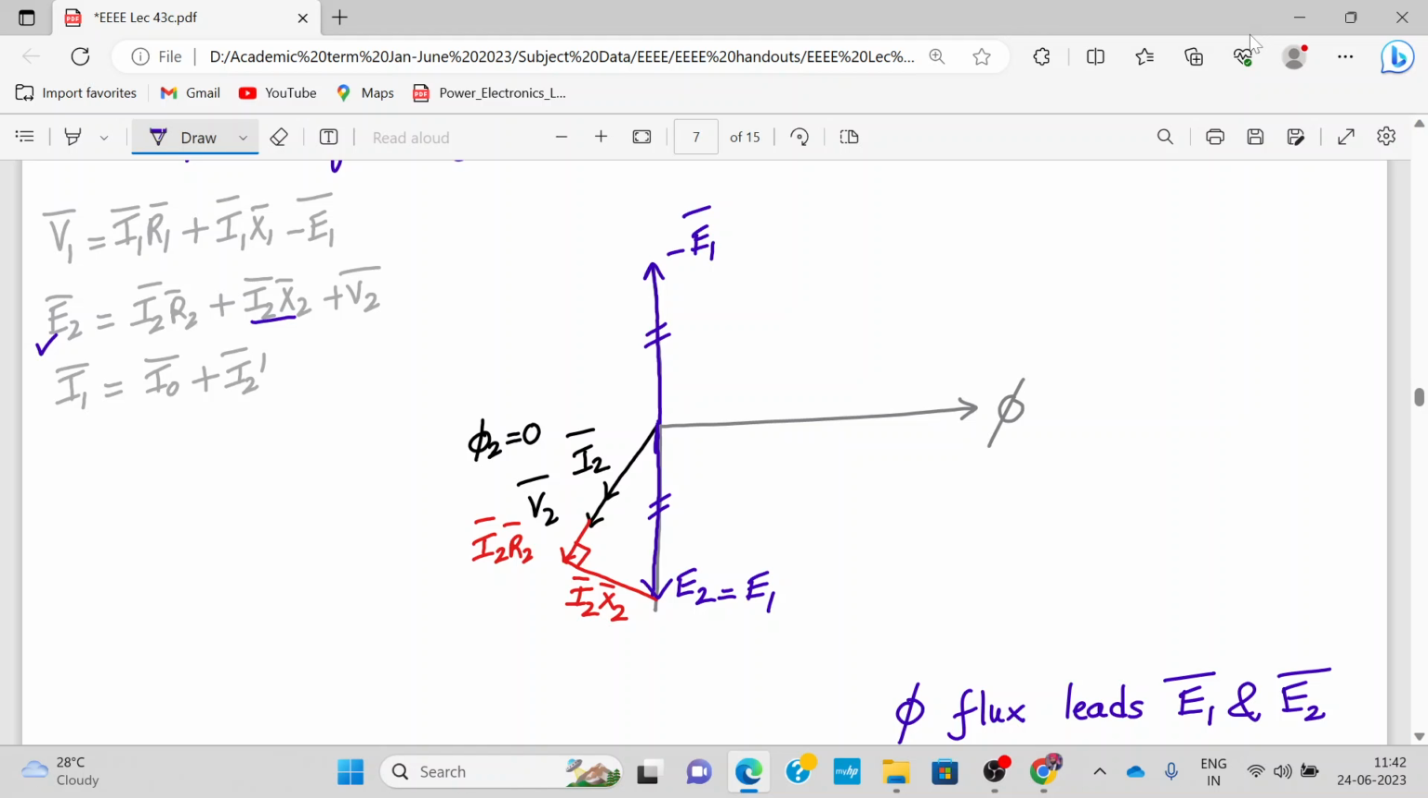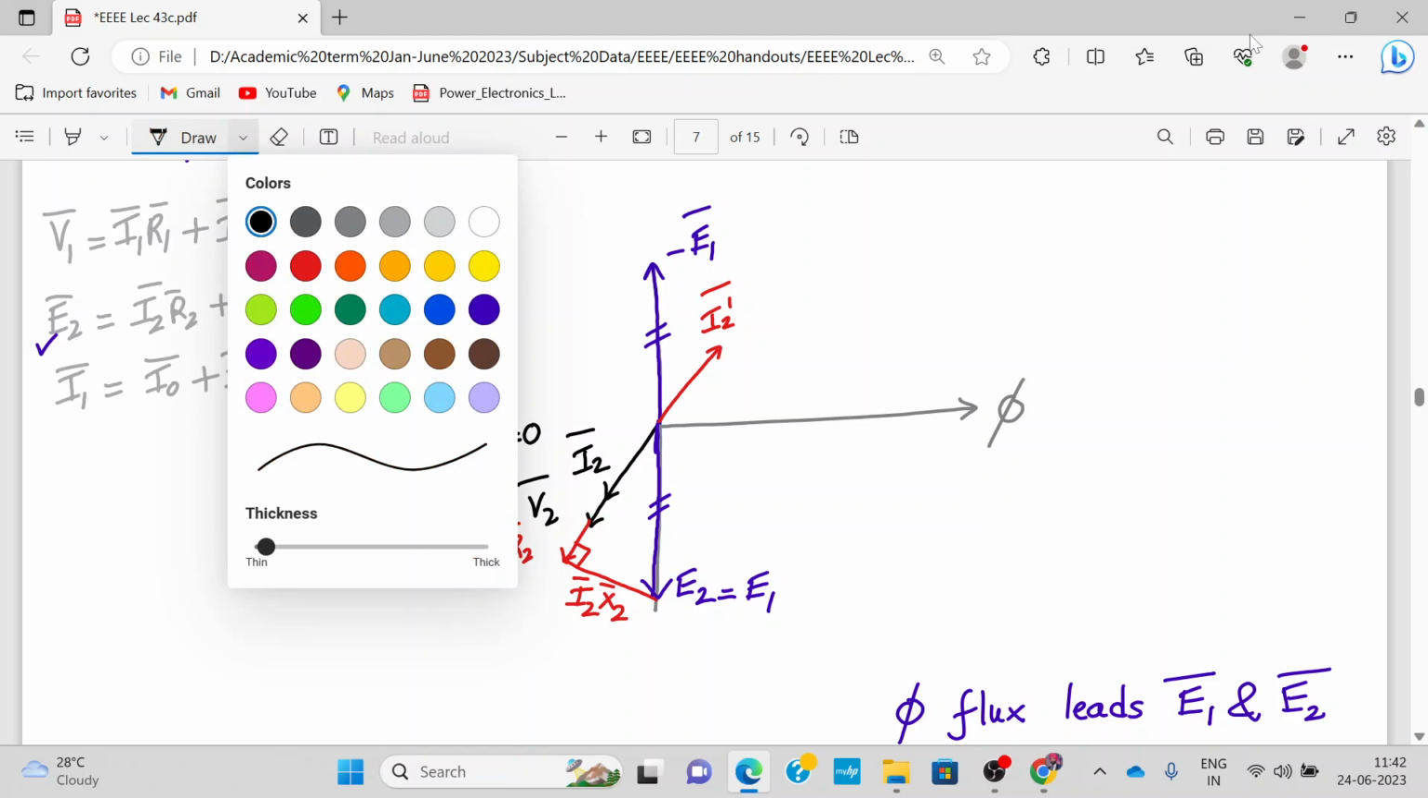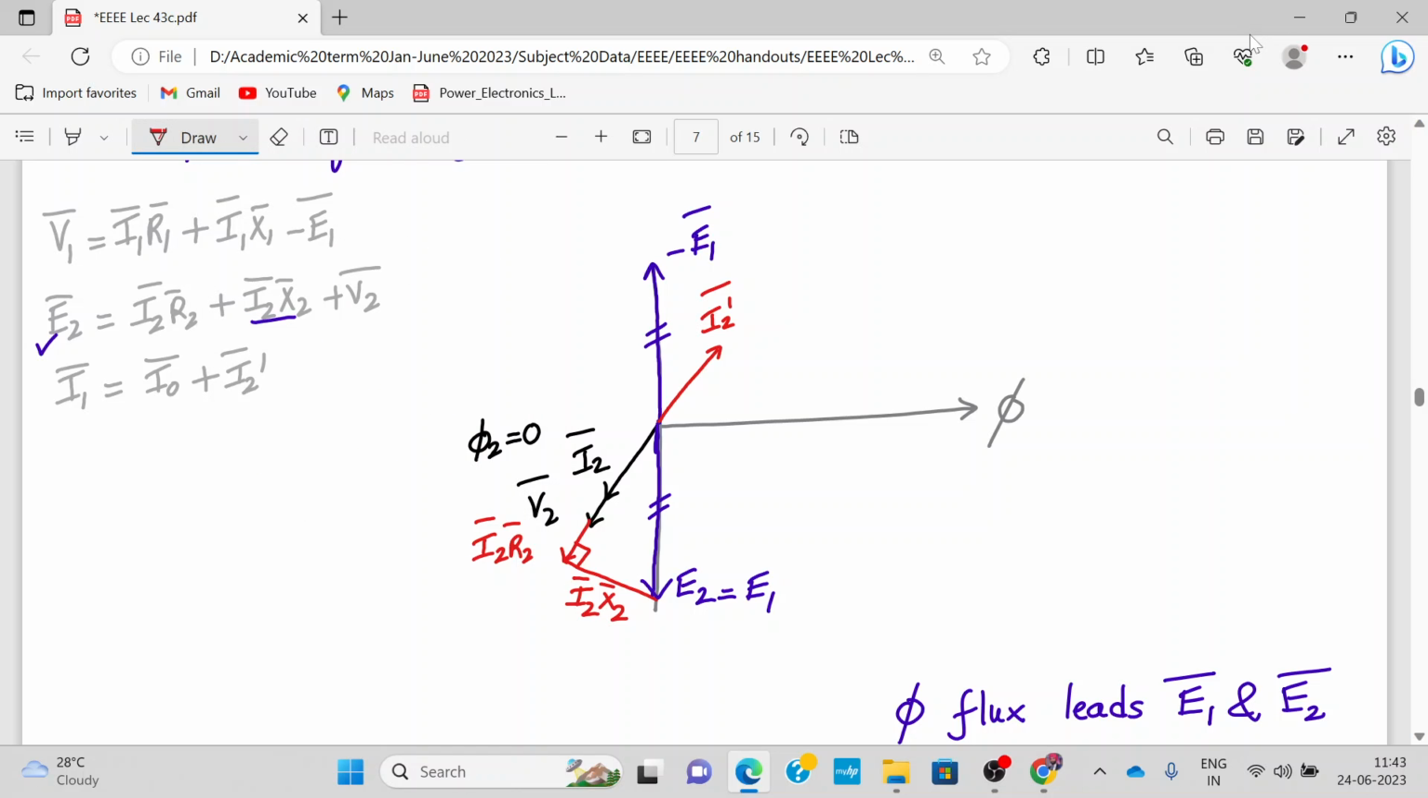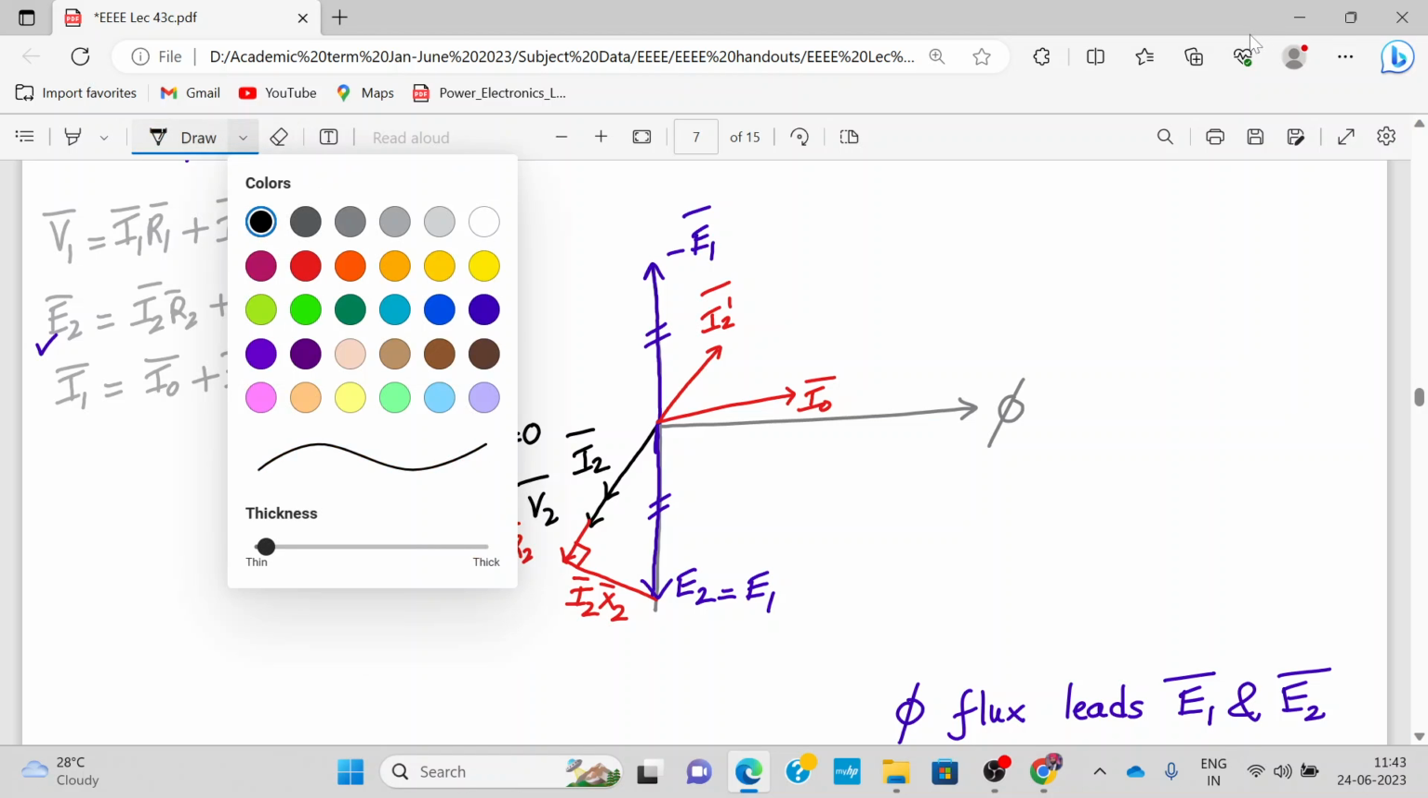Now, for drawing I1, first we have to draw I0. So this is I2 bar, right? Now I have to draw I2 dash bar, like this, in parallel and opposite. Because this is I2, this will be I2 dash bar. And we have to draw I0. So I0 will be somewhere around here, let's say I0 bar. So I1 will be the vector sum of I0 bar plus I2 bar. Let's draw this vector sum first.